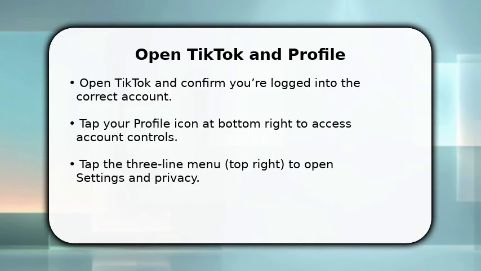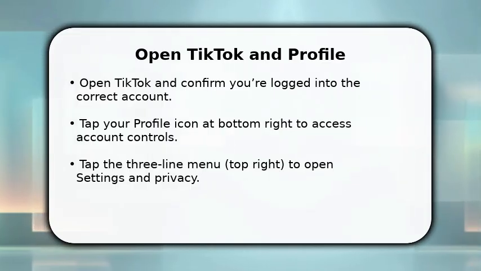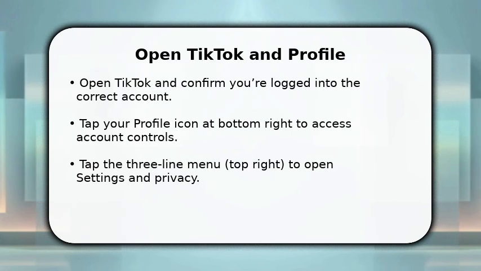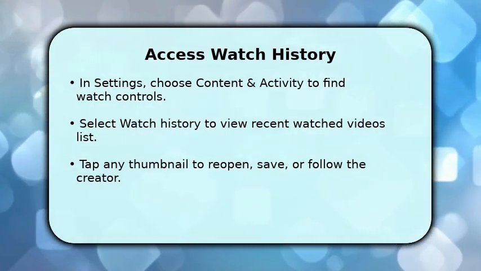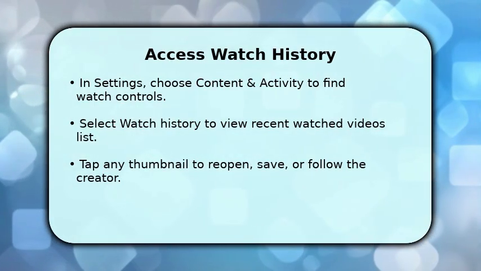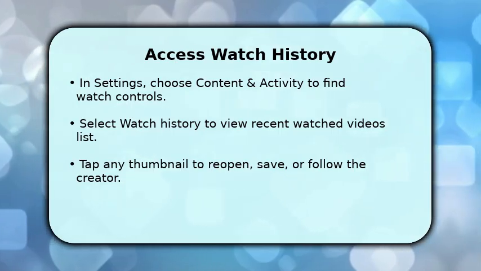Make sure your app is updated. If you don't see the menu, force close and reopen to ensure the interface is current. Once in Settings and Privacy, scroll to Content and Activity, then select Watch History. This is where TikTok stores a list of recently viewed videos when the feature is enabled. You'll see thumbnails and timestamps.